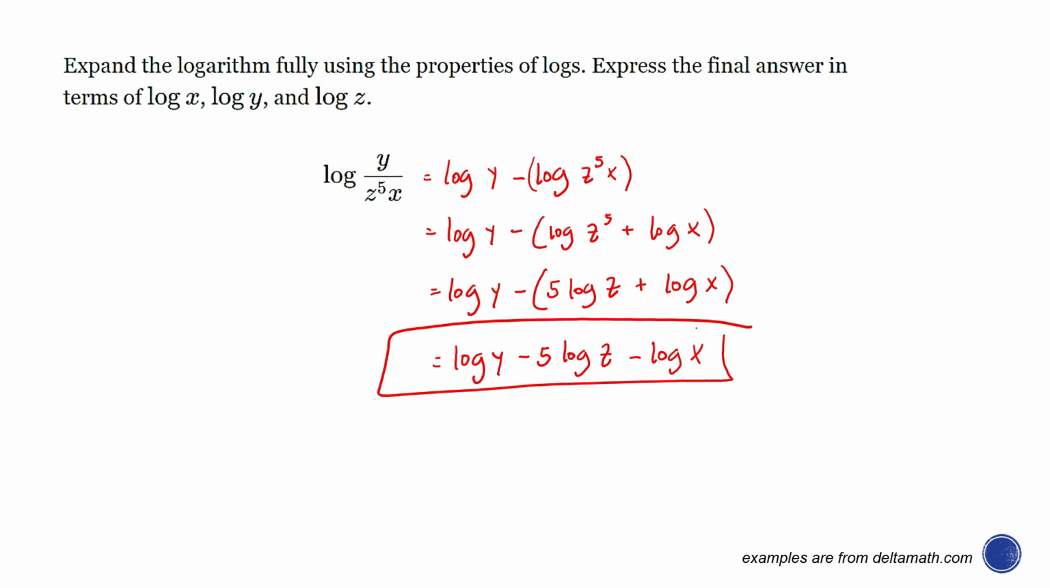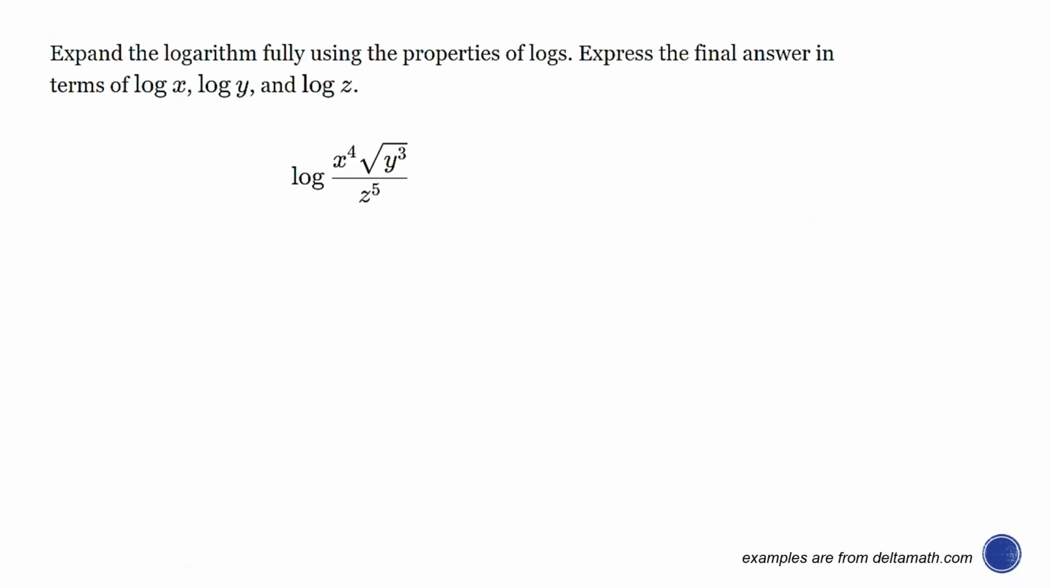All right, let's go to the next one. Now here we have the logarithm of x raised to 4 and square root of y raised to 3, and then over z raised to 5. Now it's obvious here we will be using those three: the product, the quotient, and then the power rule. Let's use the quotient rule first.